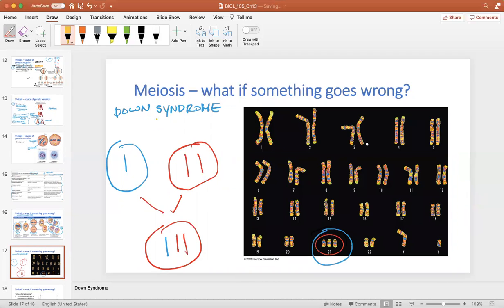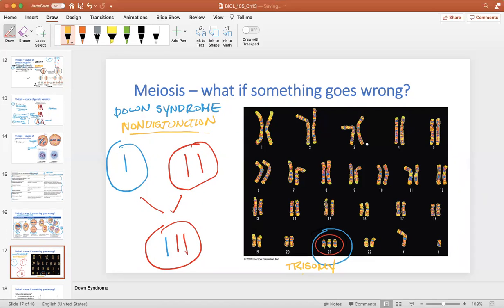So this is an example of non-disjunction. Okay, and non-disjunction is what we call a trisomy. It's called trisomy 21. And it makes sense, right? 1, 2, 3, trisomy, 3 chromosomes, okay?